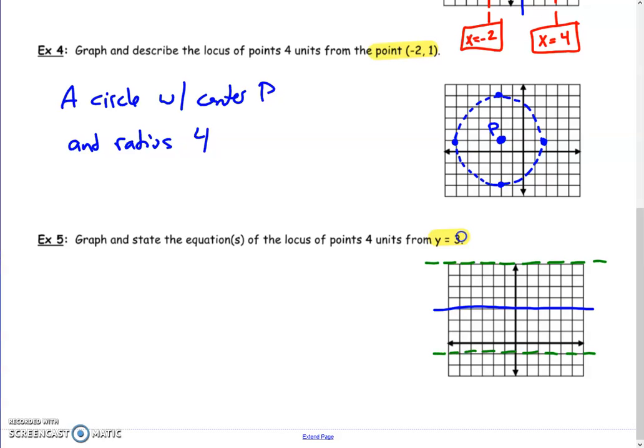Now I need to state their equations. If they're parallel to y equals 3, they'll be y equals something. The one on the bottom crosses the y-axis at -1, so that equation is y equals -1. The equation at the top, we have to count up from the x-axis. 1, 2, 3, 4, 5, 6, 7. That's y equals 7. There are the 2 equations. And that concludes Lesson 7-2.